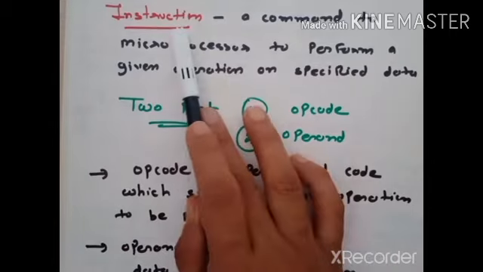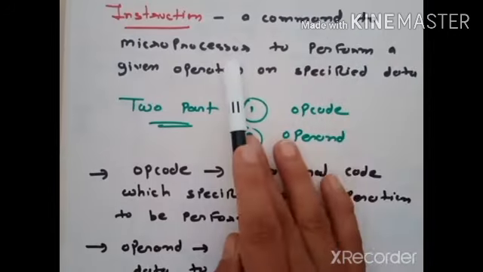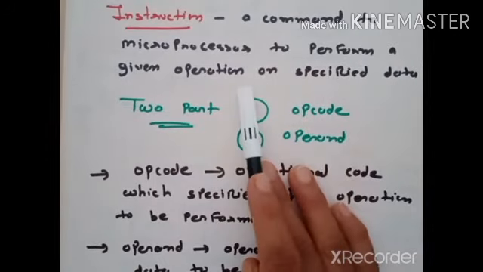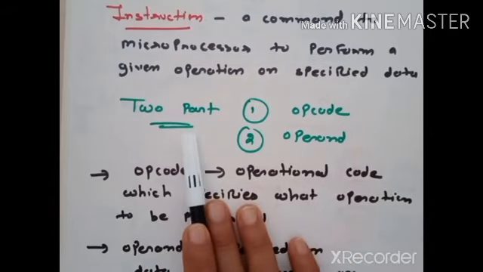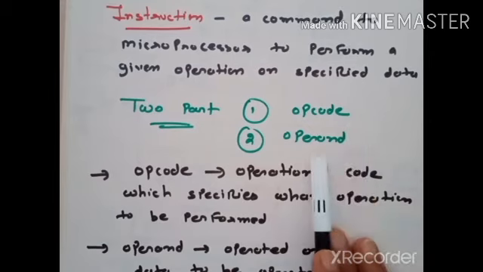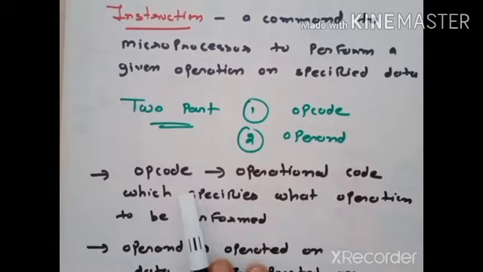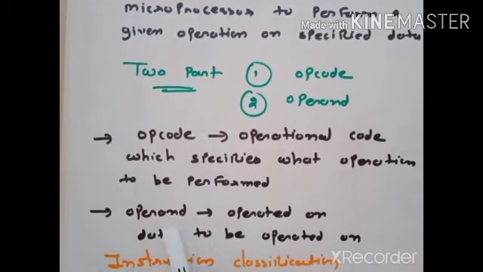So in the programming section, first of all, instruction. So what is instruction? Instruction is a command to the microprocessor to perform a given operation on specified data. Then instruction is divided into two parts. First part is opcode and second part is operand. So what is opcode? Opcode means operational code, which specifies what operation is to be performed. Then the next part is operand. So what is operand? Operand means operated on, the data to be operated on.